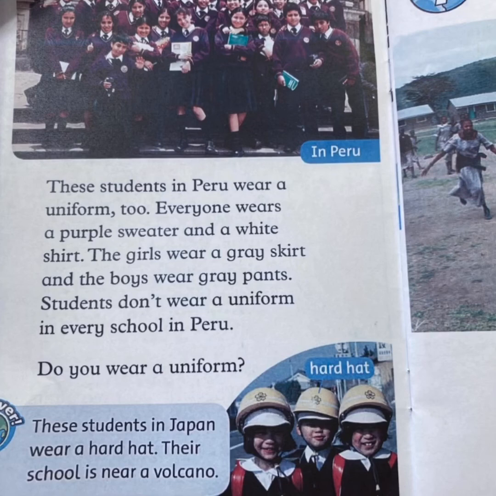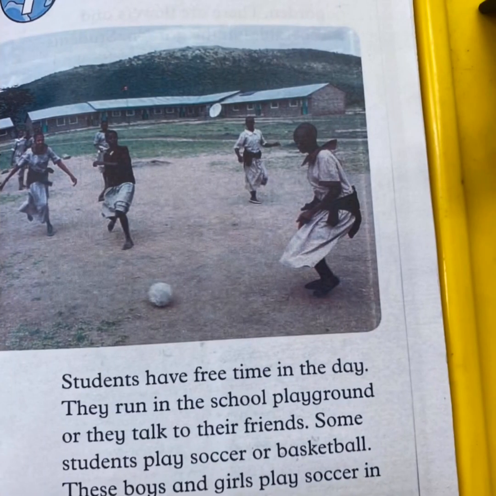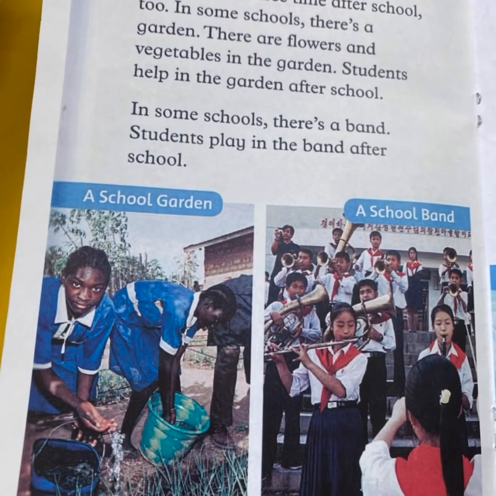Discover. The students in Japan wear a hard hat. Their school is near a volcano. Free time. What did you do in your free time at school? Students have free time in a day. They run in the school playground or they talk to their friends. Some students play soccer or basketball. These boys and girls play soccer in their free time. Students have free time after school too.